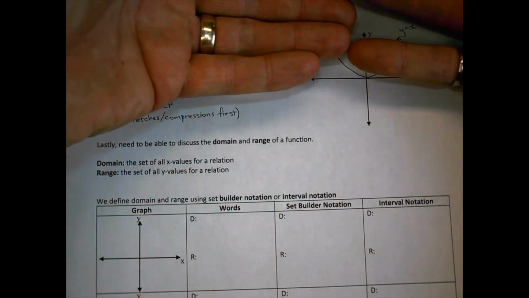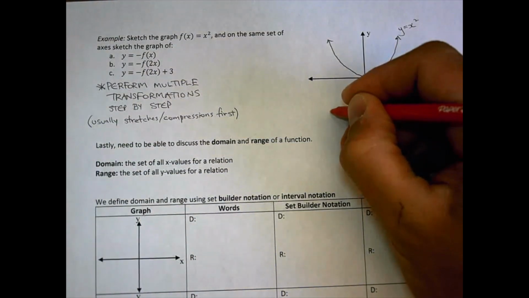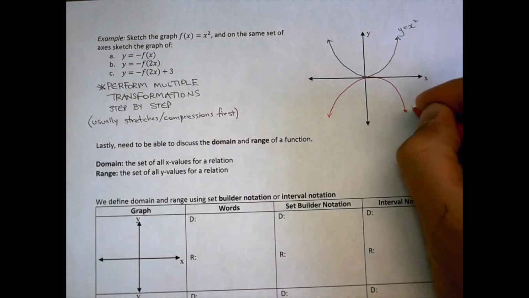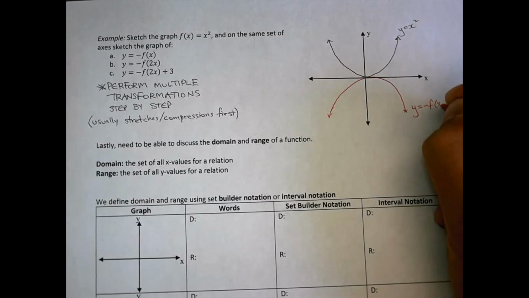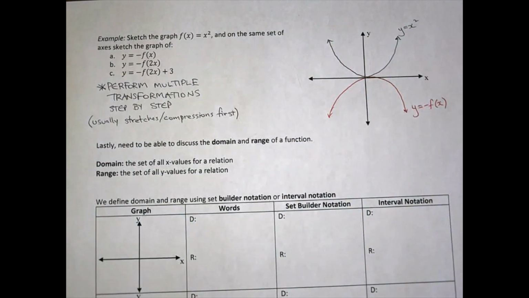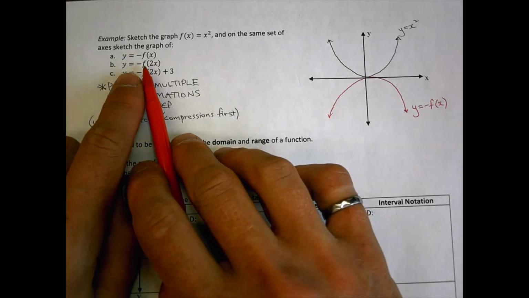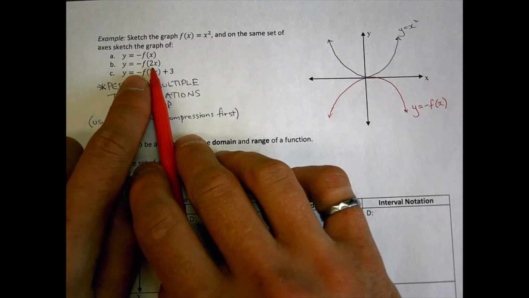So that means I'm going to take this whole function, I'm going to mirror it downward like this. So this is y equals negative f(x). Okay, my next step, part B, I have to take what I had, so negative f(x), but now I'm going to sub in 2 here.